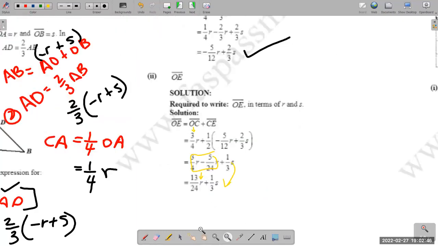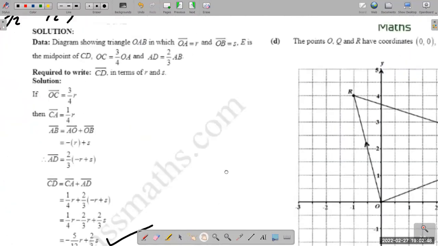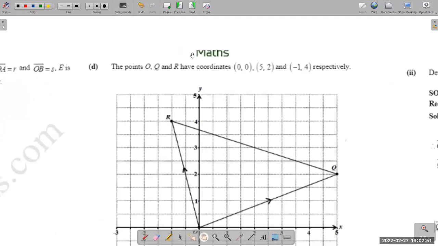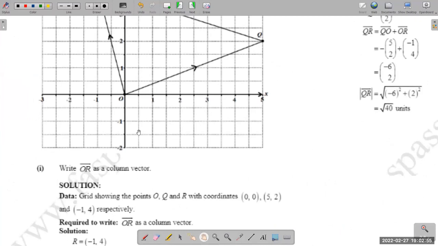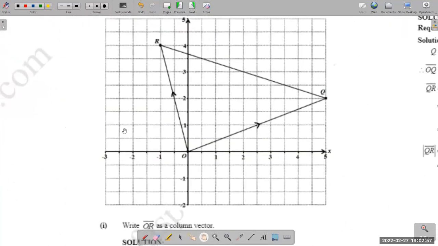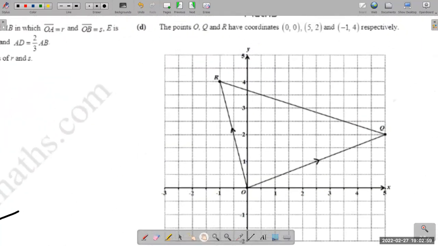So that is it. And the last question is, the points O, P, Q have coordinates respectively. Write OR as a column vector. That's so easy, guys. What is OR as a column vector? We just did that earlier. What's the value of OR? Everybody, what's the first value in my OR? OR is going to look like this, X to the top, Y to the bottom. So what's the X value to the top?